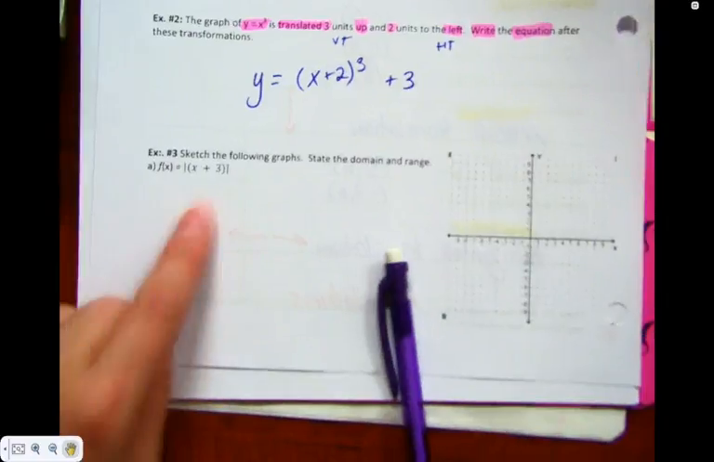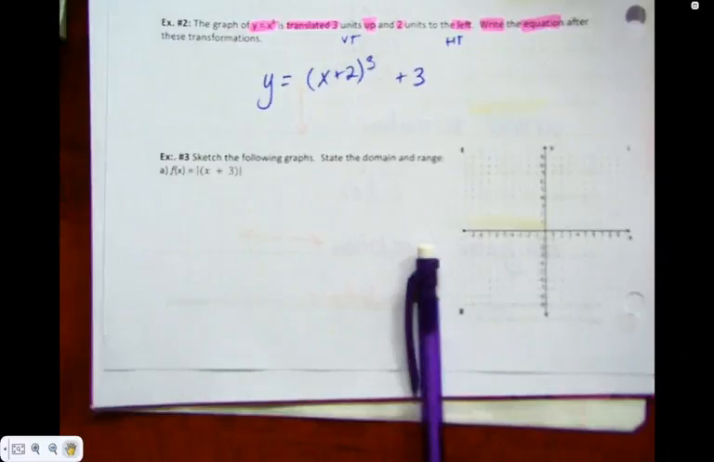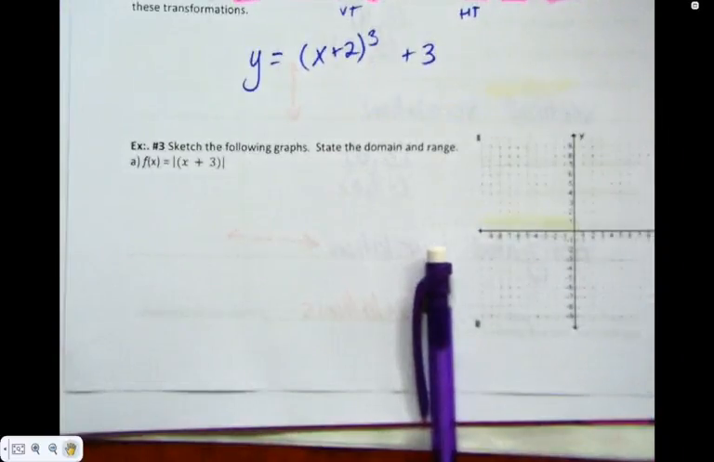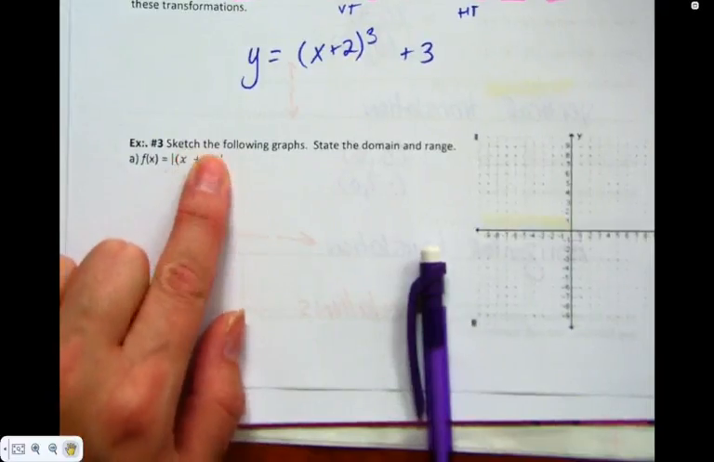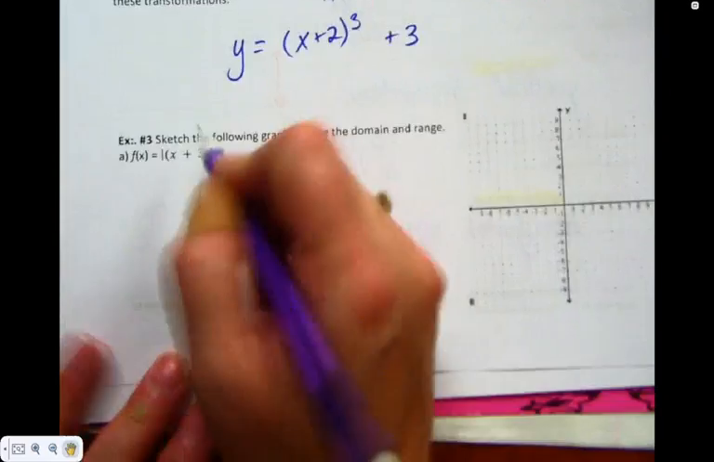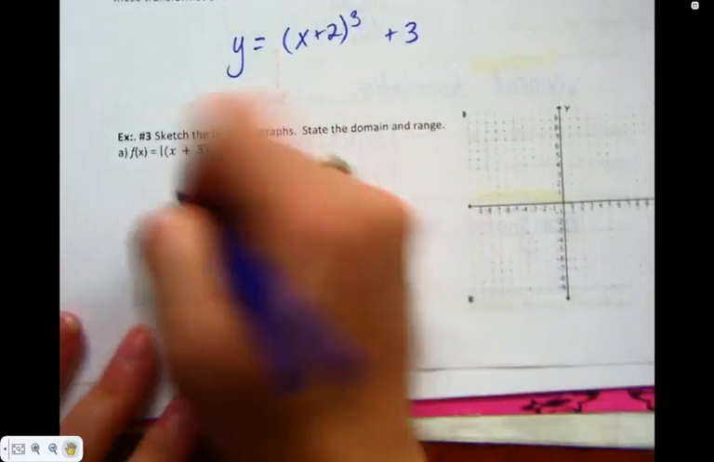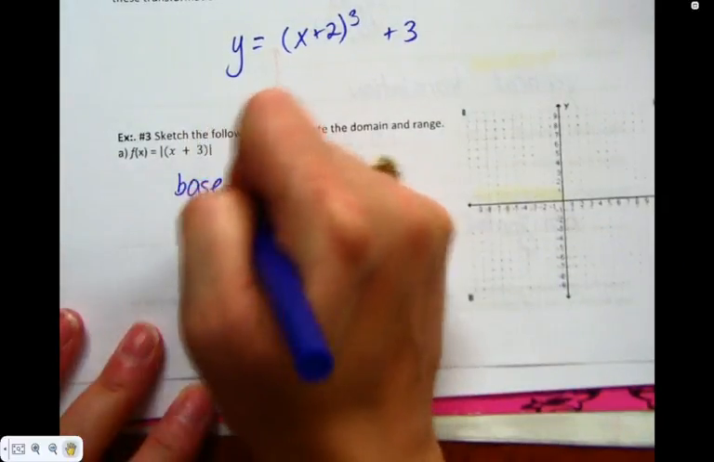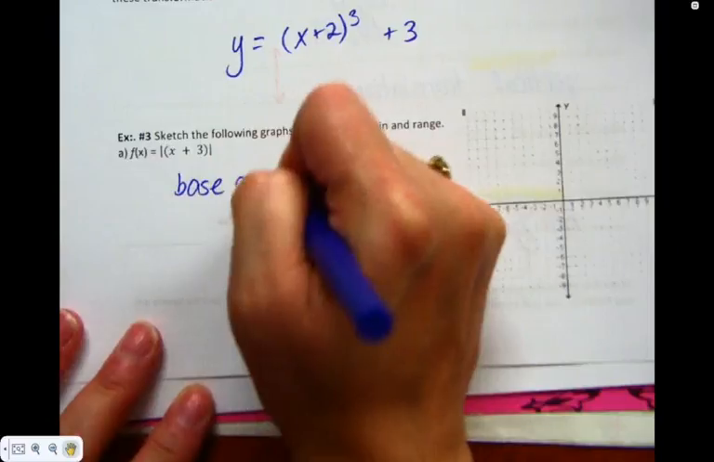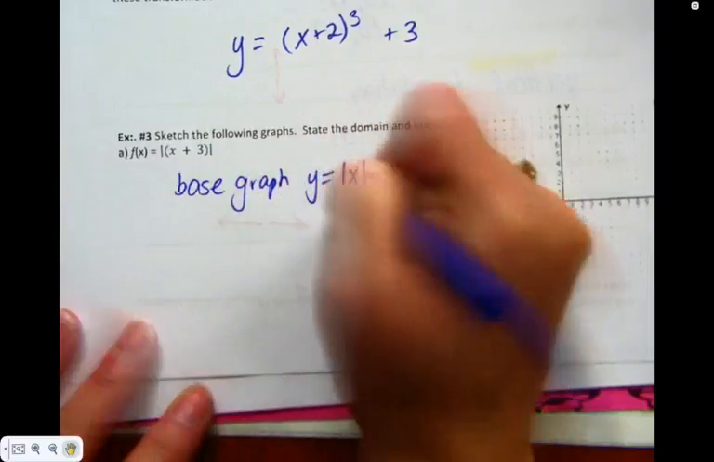The very first thing you want to do when you look at a question like this is take away the numbers, and we want to know what is the base graph. What does this graph look like if I take away the transformation? So I'm going to ignore this 3 for a second, take it out of there. If I ignore the 3, I'm going to do this in pen so you can see it. We're going to say the base graph is y equals the absolute value of x.